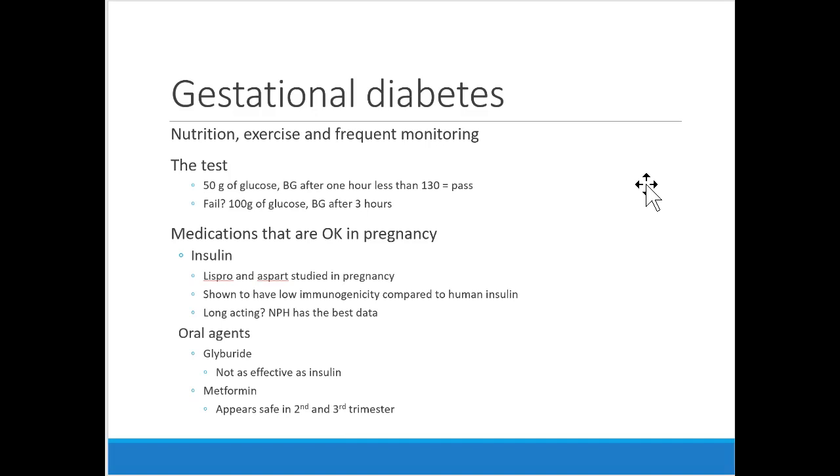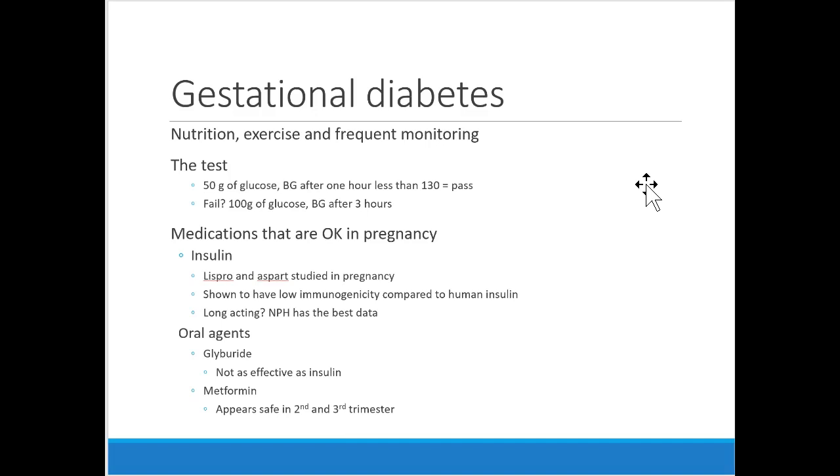All right, gestational. I'm pretty sure you guys have talked about this in other classes, but of course there's the tolerance test that you're probably all familiar with. You take 50 grams of glucose, and check your blood sugar after 1 hour. If it's less than 130, you pass it. Fail it, you do 100 grams of glucose and take a blood glucose after 3 hours.